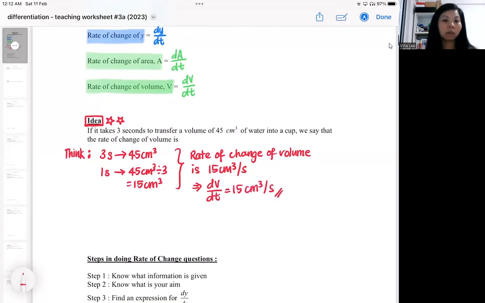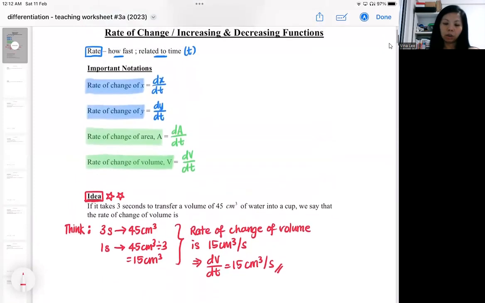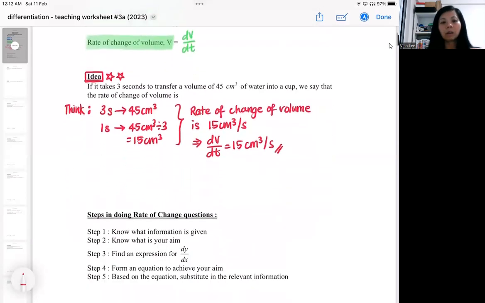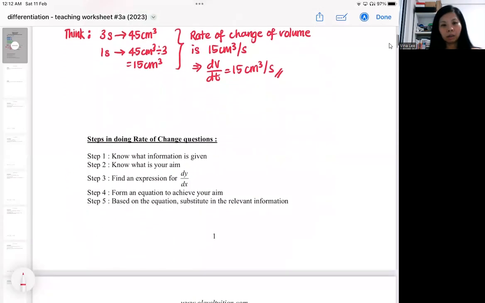So there are some questions that involve this basic idea. When we do rate of change, we are finding how fast a certain variable is changing. When we talk about how fast, it's always related to time. So that's the notation and the general idea. And there are generic steps. These are the main steps.